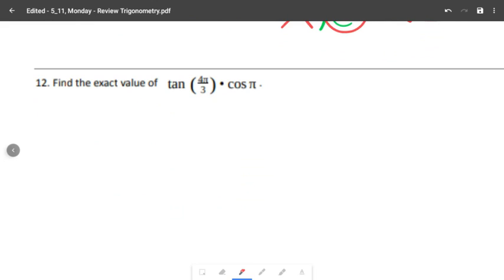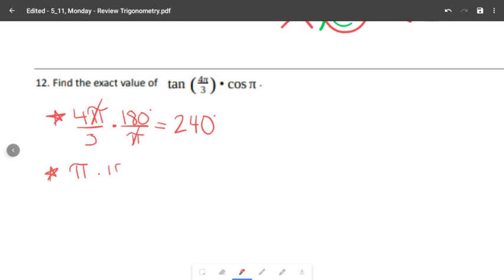Number 12, find the exact value of tangent of 4 pi over 3 times cosine of pi. So first thing we're going to have to do is convert these angles. They are in radians. We need to get them in degrees. You always want to evaluate in degrees. So we're going to multiply by 180 over pi. The pi's will cancel, and then on your calculator, 4/3 times 180, we get 240.